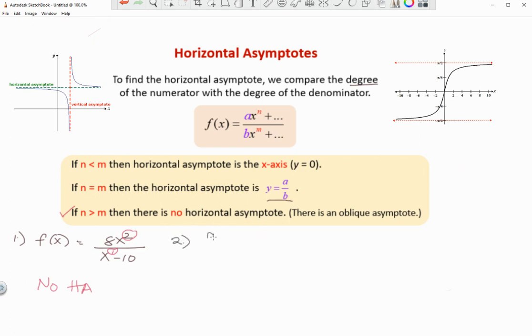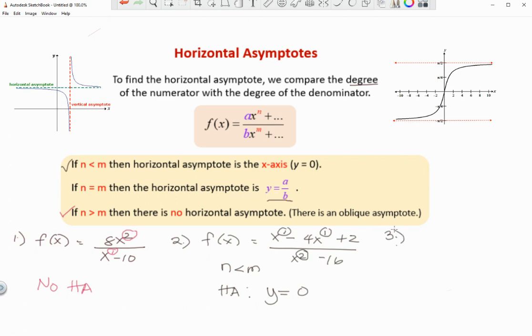Let's have f of x equals x minus 4x plus 2, all over x squared minus 16. In the numerator, let's find the degree. We'll have x and 4x. That's both 1. So that means it's 1. That's the n. And then in the denominator you have 2. So you can say that n is less than m, right? Because 1 is less than 2. So therefore, that is case number 1. Then you will say your HA, therefore, is y equals 0.